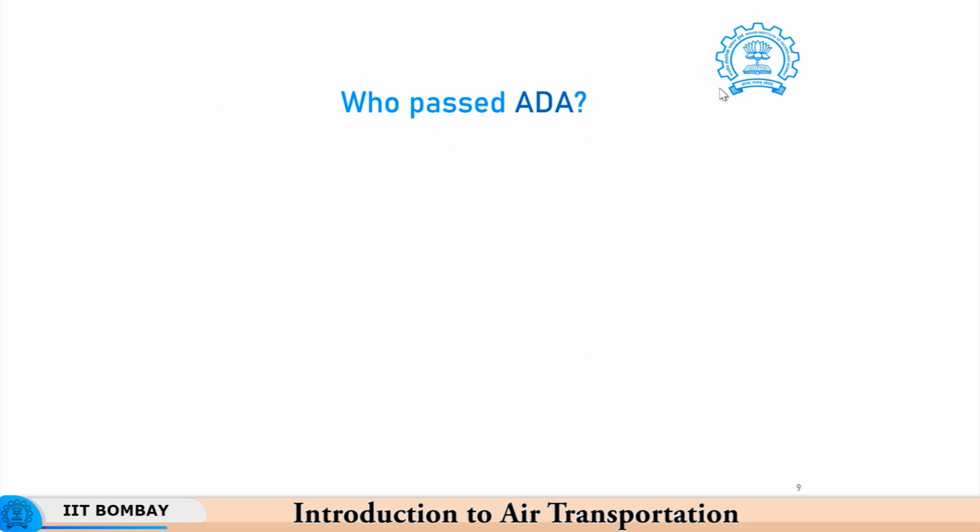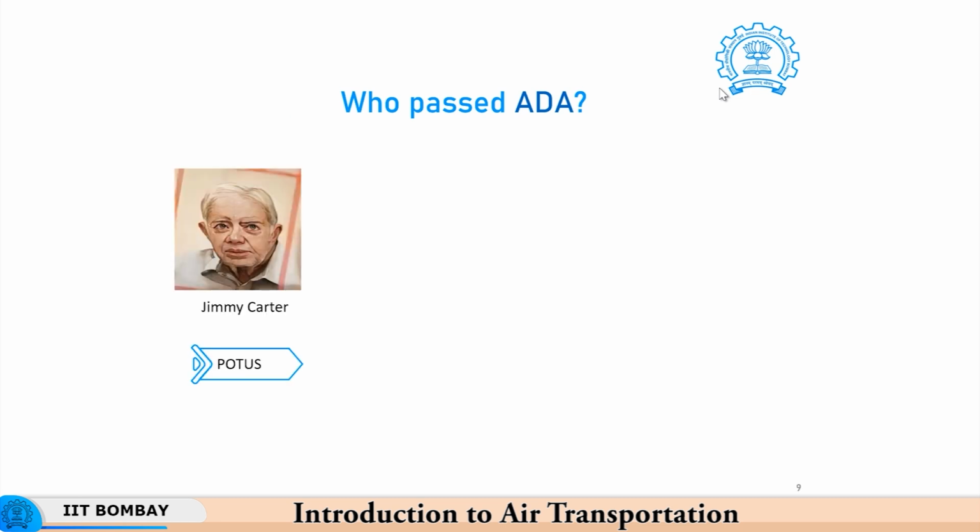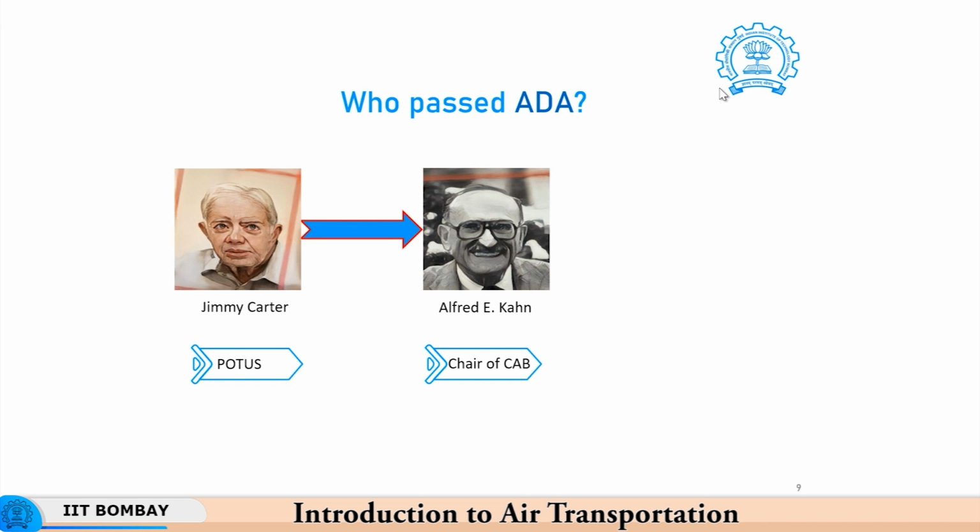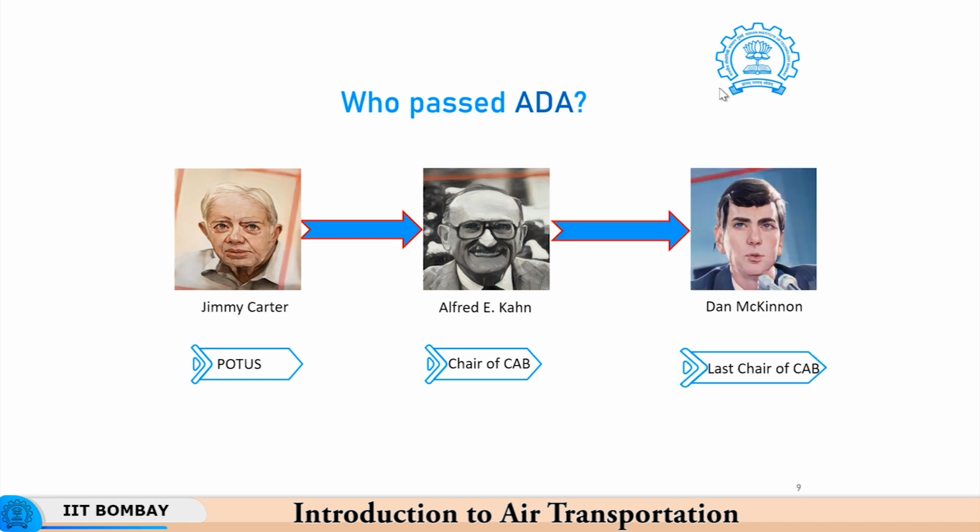So, going back a little bit in history and looking at some personalities involved in ADA. The ADA was passed under Jimmy Carter, who was at that time the President of the United States of America. He appointed Alfred E. Kahn as the chair of CAB and asked him to look into deregulating the air transportation sector. Alfred Kahn appointed Dan McKinnon as the last chairman of CAB, then CAB was dissolved and the Airline Deregulation Act was passed.